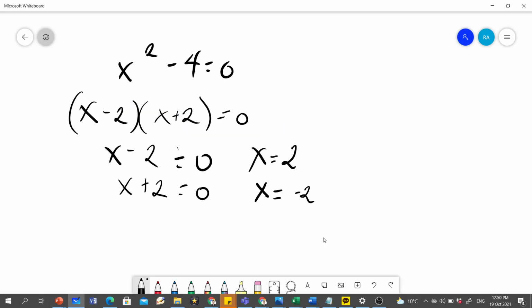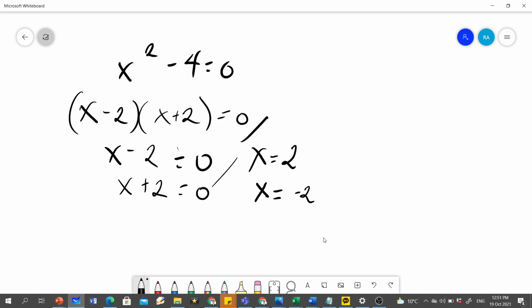So this equation has two solutions, 2 and -2, right? This seems straightforward. But to solve this equation, we have to use a big assumption: that if the product of two terms is 0, then one of the terms must be 0, okay? In abstract algebra, this isn't always true.